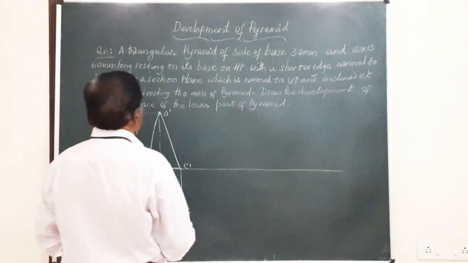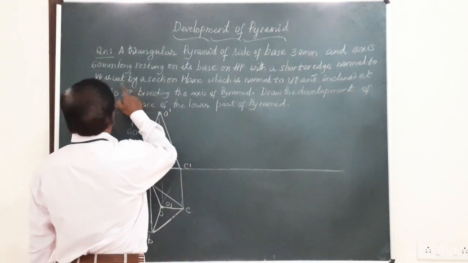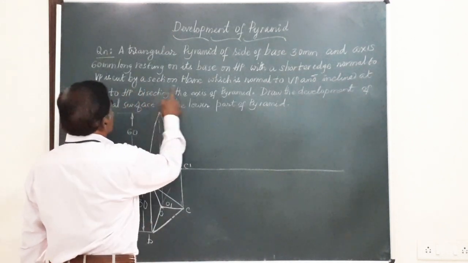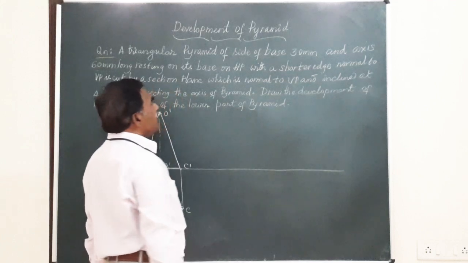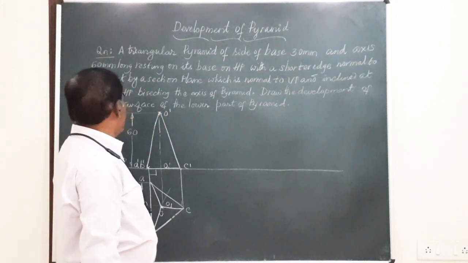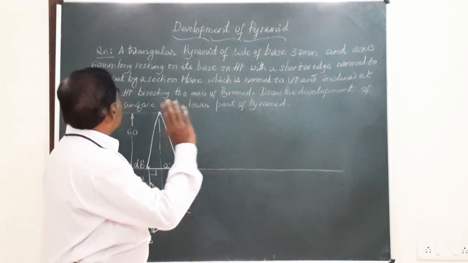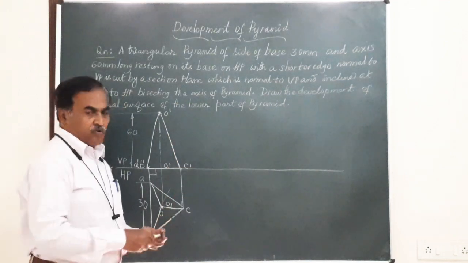And he says in this problem, the solid is cut by a section plane which is normal to VP and inclined at 40 degrees to HP, bisecting the axis of the pyramid. So what is the position?